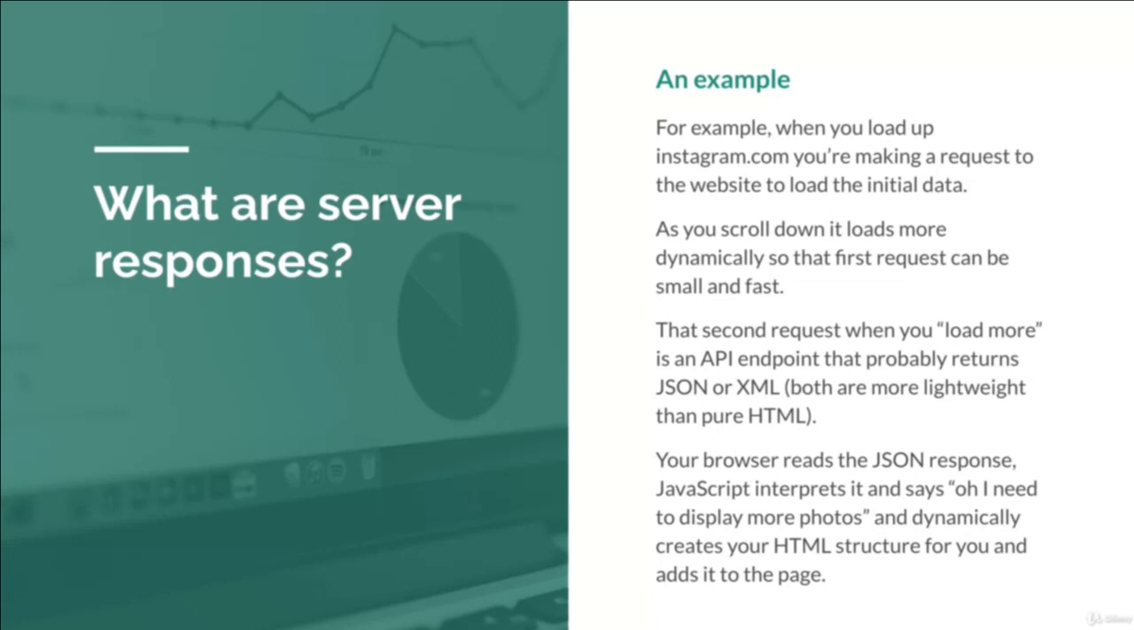Then your browser reads the JSON response, for example. JavaScript takes over and it says, oh, I need to display more photos. And it dynamically creates your HTML structure for you and adds it to the page. And as soon as it's added to the page, your browser then takes over for JavaScript and says, oh, I need to make another request. And then the cycle repeats. The server says, oh, there's a request coming in for this particular image, serve that image.